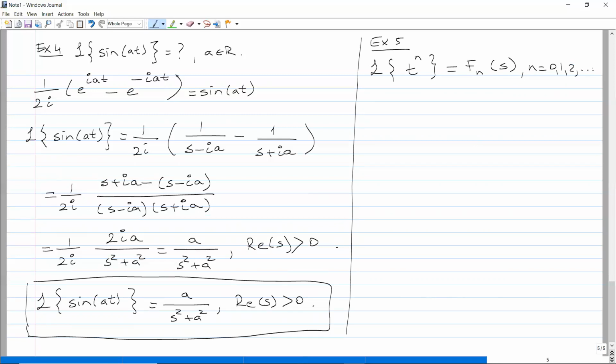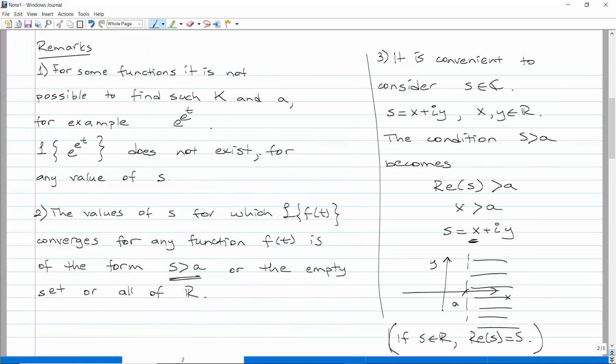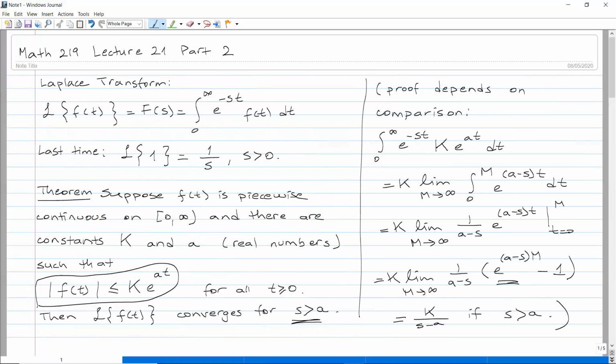For n equals 0, we already know the answer. t to the 0 is the constant 1, and we know that this is 1 over s for s greater than 0. Right, this was our first example from last time.